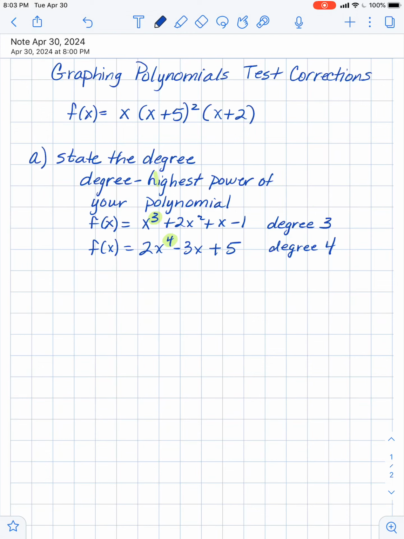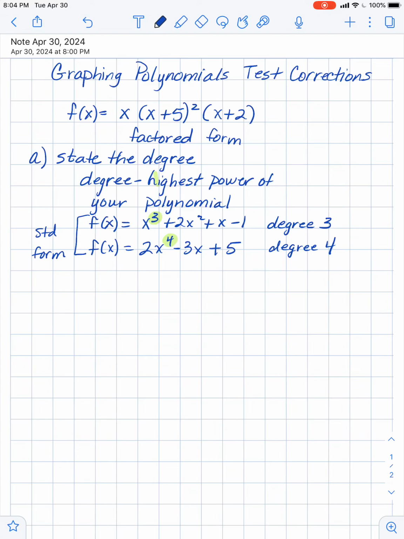Okay, so this one would be degree 3, and this would be degree 4. Now the problem with the one that we have up here is it is not written in standard form. This is called standard form. This is called, guys, factored form. In other words, all the work pretty much has been done for you in terms of graphing, finding the x-intercepts and so forth. It's all been done for you, so you don't ever want to multiply this back out.